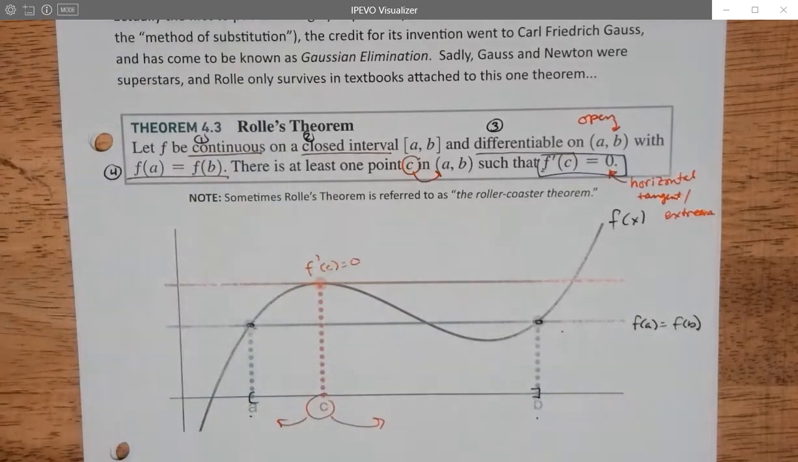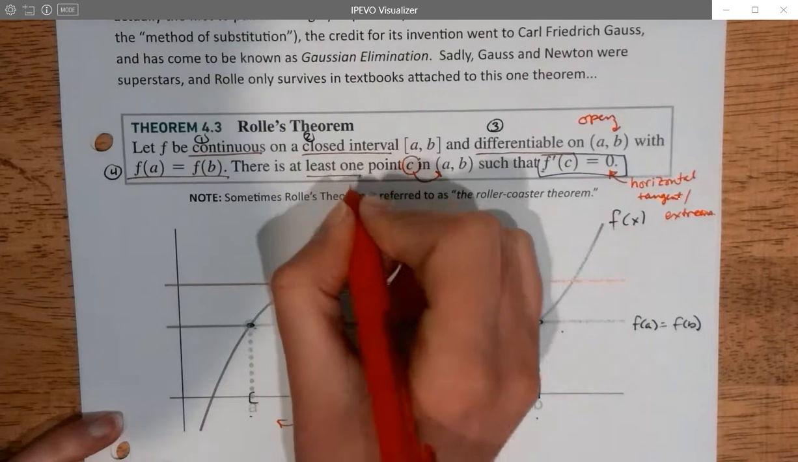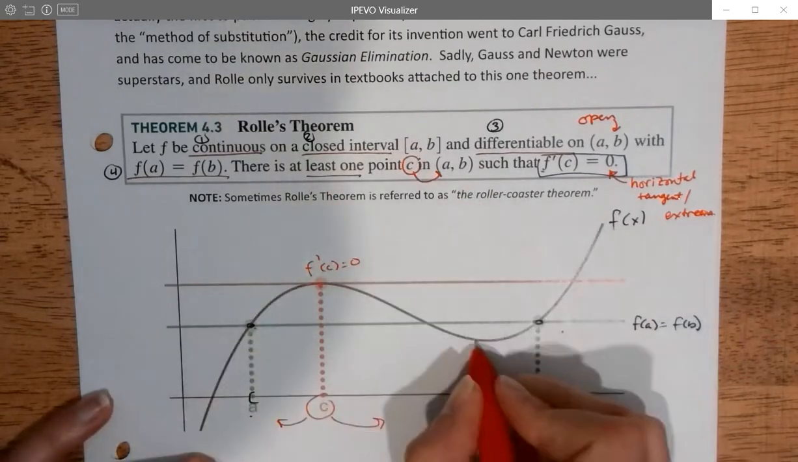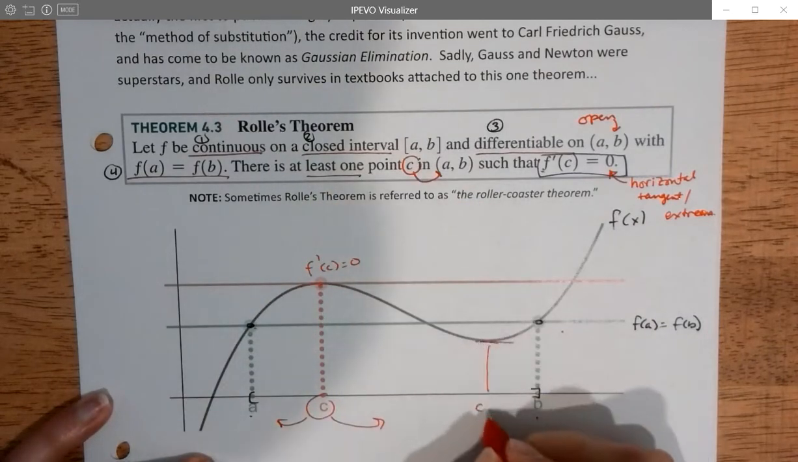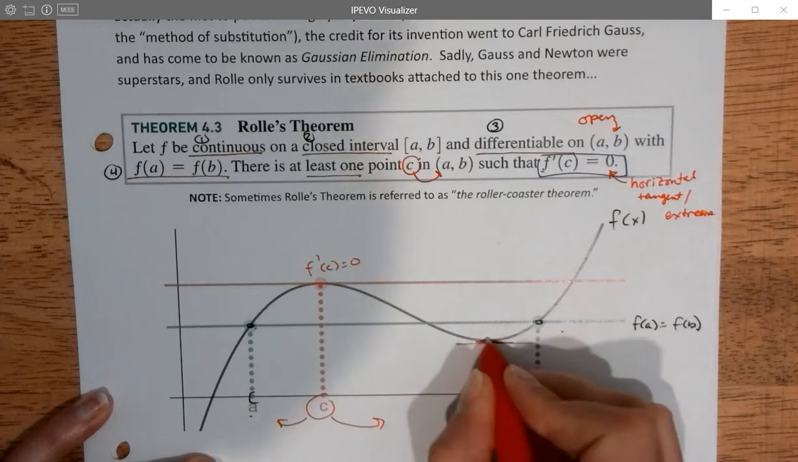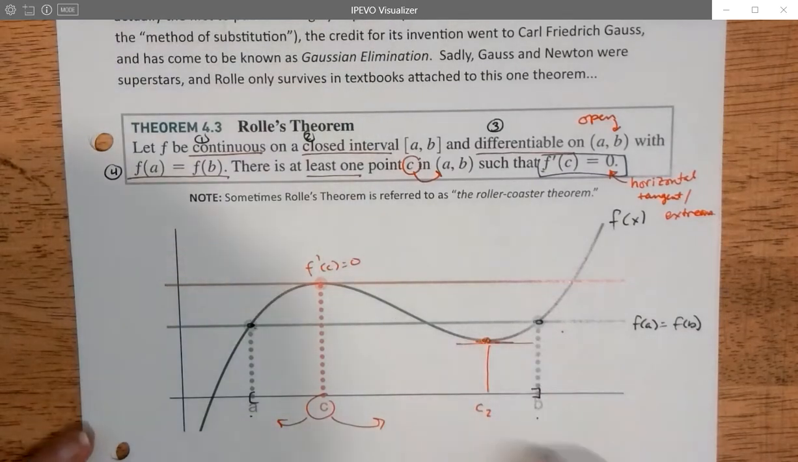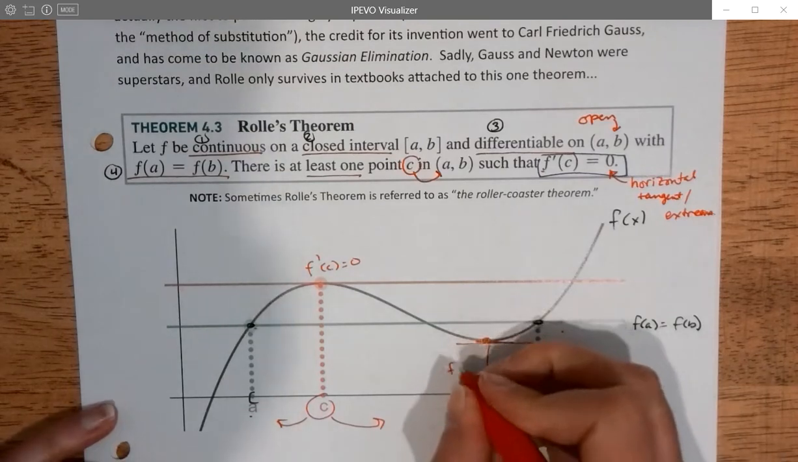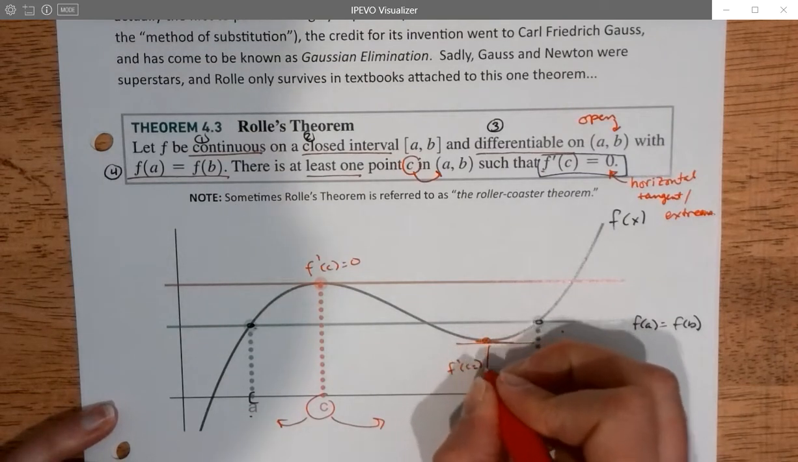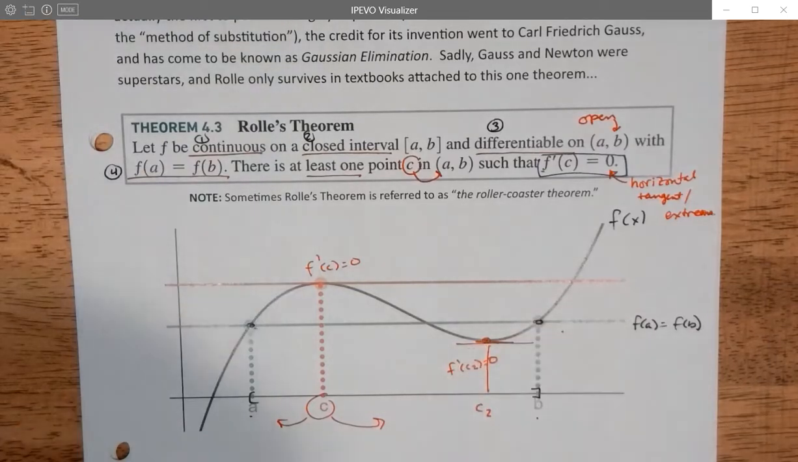Now, Rolle's theorem guarantees the existence of at least one point c, but there happens to be another one over here, c2, that also satisfies it. So there could be more than one. This one also has the condition that it's in the interval and its derivative is also 0. So at least one has to exist. Sometimes there's more than one.